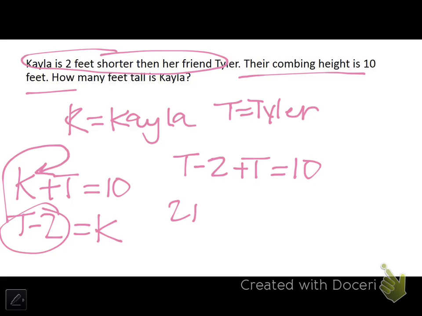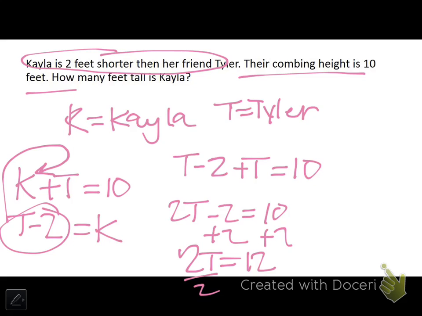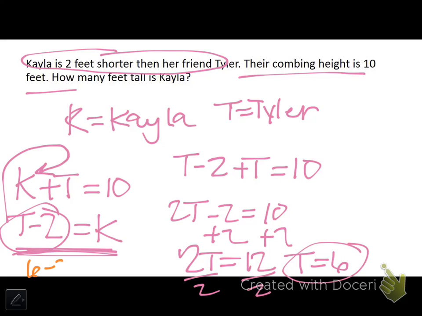T plus T is 2T. Add 2. 2T is equal to 12. Divide by 2. So T is equal to 6. But I need to find Kayla's height, so let's plug it back into this equation here. So 6 minus 2 should equal Kayla's. So Kayla should equal 4. Again, 4 feet if you had to label it.